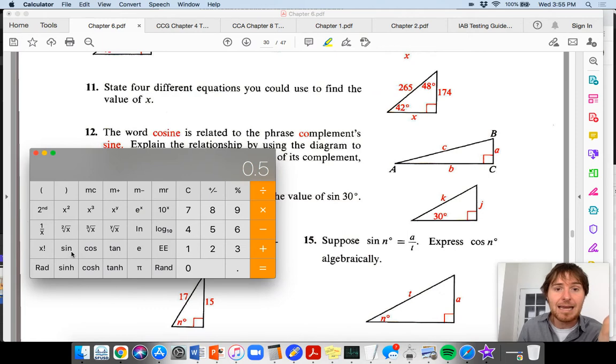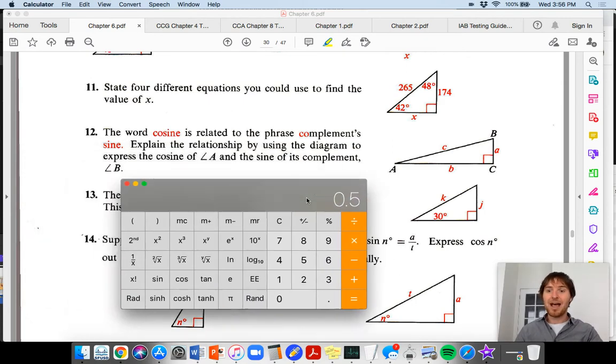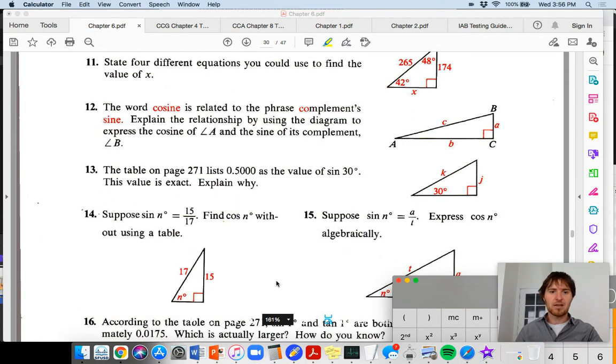I hit sine, I get 0.5. So I actually get a rational answer there, a rational number. 1 over 2 is the answer. Why is it 1 over 2? So J to K is in a 1 to 2 ratio. Why? You think back to something that we talked about before spring break, okay?